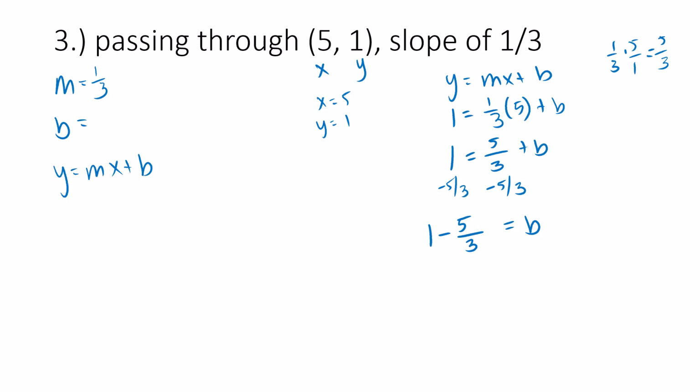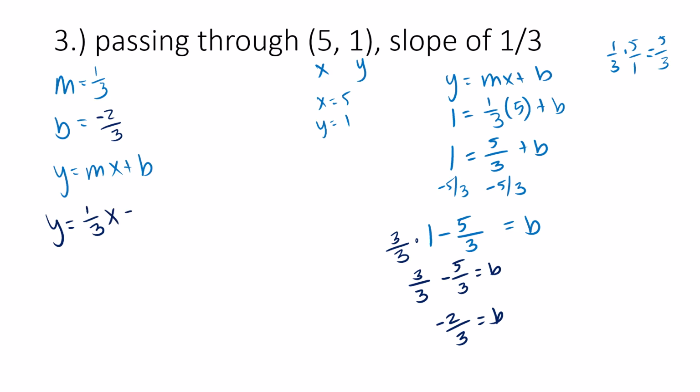In order to add or subtract fractions, we need to have a common denominator. In this case, the denominator that we want is a 3. The way we go about getting that is we take the other number and multiply it by the denominator over itself. So in this case, 3/3, which is equal to 1. 1 times 1 is still 1. And so we will have 3/3 minus 5/3, and that gets us our common denominator. 3 minus 5 is -2. So the y-intercept is -2/3. And now I have what I need to write the equation: y equals 1/3 x minus 2/3.